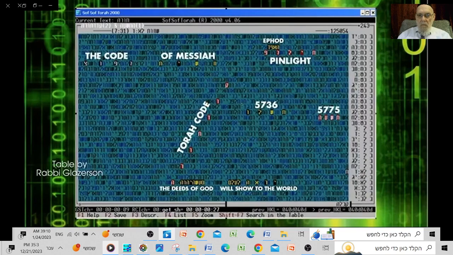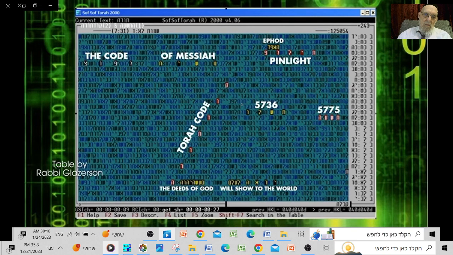Here's another one kind of like that. This one I like a lot. This was done by Rabbi Glazerson. He did it for me. I didn't ask him to do it, but he did this and gave it to me. It says the code of Messiah and Pinlight with the word ephod just above it.